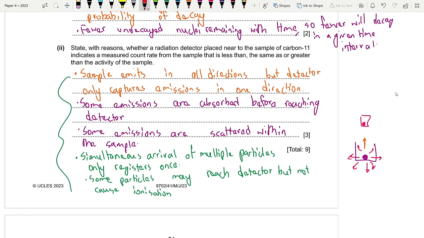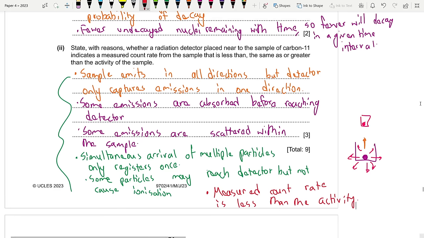So what do you need to write to get the final mark? This is the most important point. We gave explanations. So now finally the measured count rate is actually less than the activity due to all of these reasons.